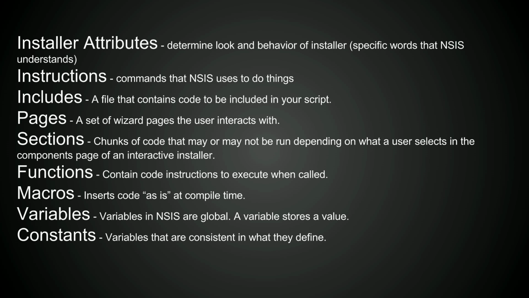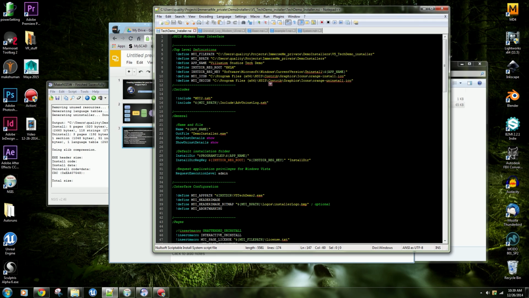In the Nullsoft Scriptable Install System, you have what are known as installer attributes. These installer attributes are just specific words that are understood by the compiler to mean something. Let me give you an example of what one of those might be.